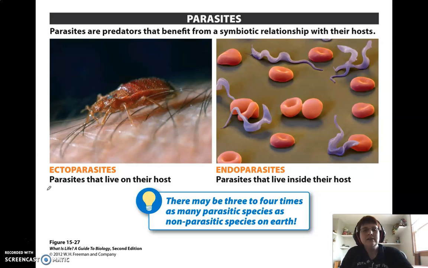Endoparasites, on the other hand, these guys are going to live inside of their host. So where they live inside just depends on their lifestyle. The one that you're seeing up here, this is Trypanosoma. This is African sleeping sickness. This one is found in the blood, so that's why you see the red blood cells there in the picture. This one's similar in a way to Plasmodium, the protist that we talked about in the microbes chapter, because that one is another blood parasite.